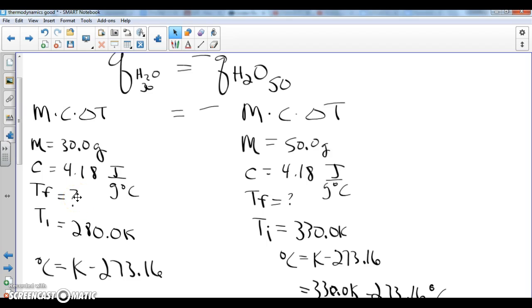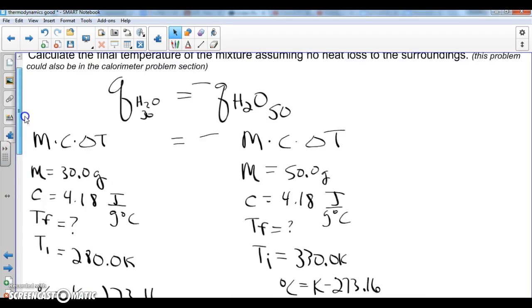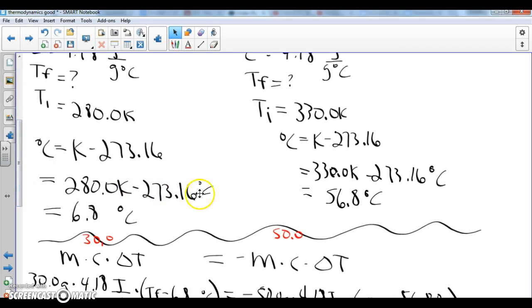We are looking for final temperature, so we do not know it, but we do know that it starts at 280 Kelvin. We can't use Kelvin though, so we have to convert. And if you recall from first year chemistry, degrees Celsius equals K minus 273.16. Now this might be blue card worthy, so you might think about writing that down later on your blue card. So I take 280.0, and I've taken the liberty of adding a .0 to that just for sig fig purposes, minus 273.16, which is 6.8 degrees Celsius.